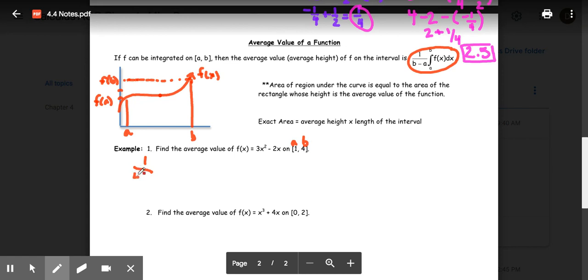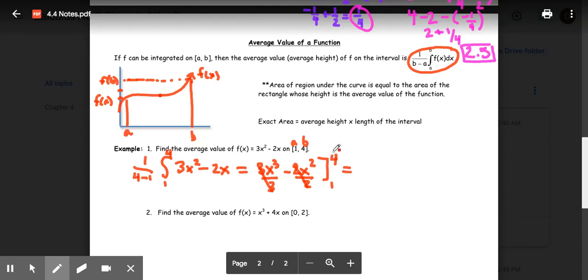So 1 over b minus a, the integral from a to b of 3x squared minus 2x. All right, so kind of ignore this out in front first. So you're going to integrate this. So 3x cubed over 3, using your integration rules, add 1 to the power, divide by the new power, the 3's will cancel, minus 2x squared over 2, the 2's will cancel. You put your brackets from 1 to 4.